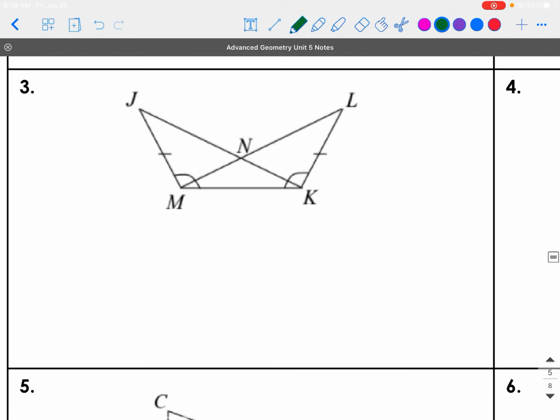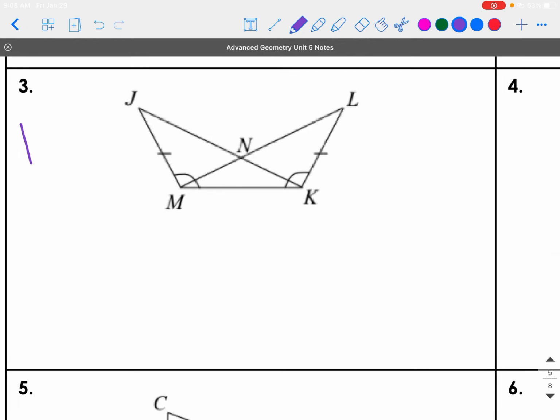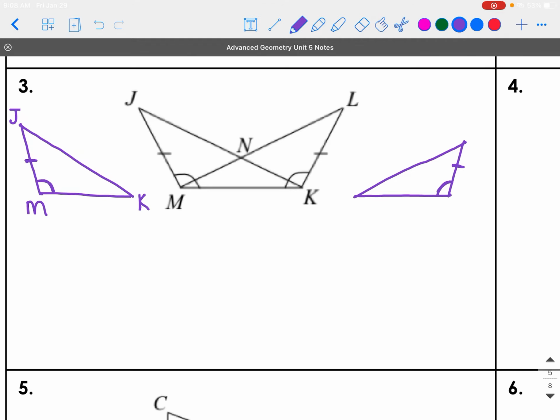Number 3 is a little confusing. So sometimes you may find that it's beneficial to kind of draw them out separately. Triangle JMK. So that one had a mark, and this angle had a mark. Angle, side. Now, we also, both of them share the side MK. So that means I can mark that side. It's literally the same side. So this one has enough to be SAS, side, angle, side.